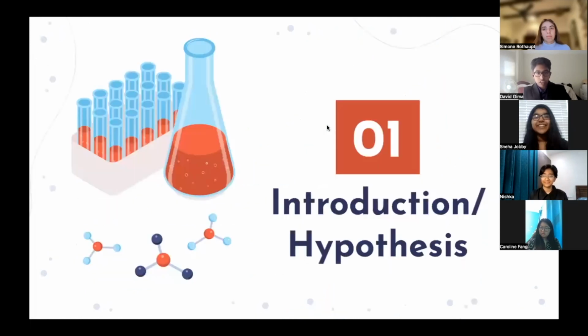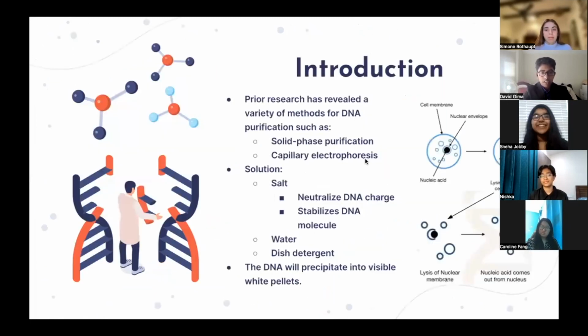The process of DNA extraction occurs when something is used to lyse open a cell and separate DNA. Although prior research has revealed a variety of methods for DNA extraction, ranging from solid phase purification to capillary electrophoresis, for our purposes, we use a solution with a mixture of salt, water, and dish detergent. DNA is soluble in water, but insoluble in the presence of salt and alcohol. Salt helps to neutralize the charge of DNA's sugar phosphate backbone and makes it less hydrophilic, allowing it to dissociate from water more easily. Additionally, it stabilizes the DNA molecule after removing the proteins from it. By adding these to the water, the DNA precipitates into visible white pellets that can be collected.